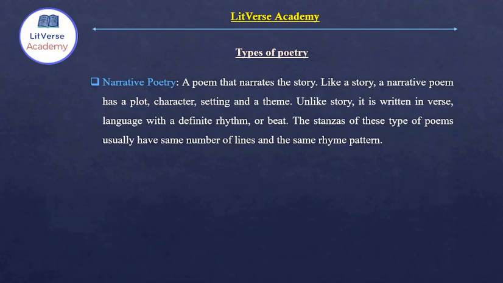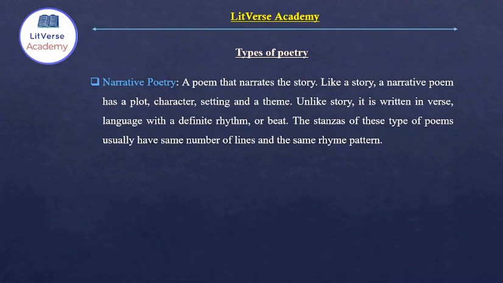Narrative poetry is a poem that narrates a story. Like a story, a narrative poem has a plot, character, setting, and a theme. Narrative poems can vary in length and complexity, ranging from epic poems like Homer's The Iliad and Odyssey, which recount heroic adventures and mythical quests, to shorter narrative ballads that tell tales of love, betrayal, and tragedy.